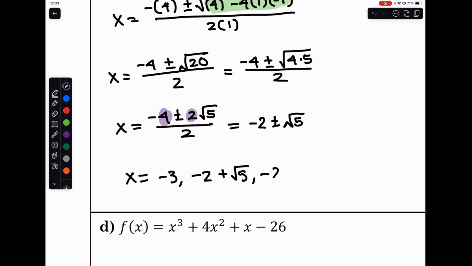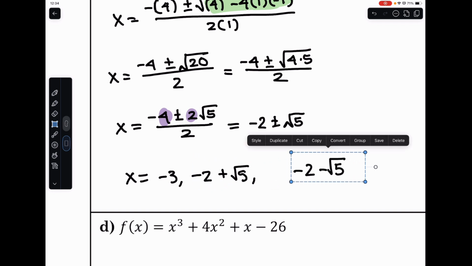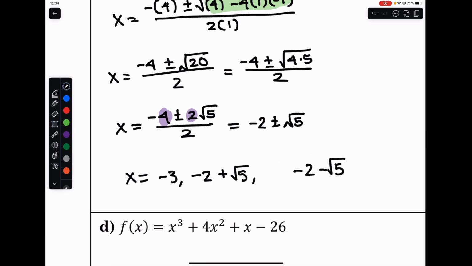And here are the three places that the graph is going to cross the x-axis. Now, since I have a plus and a minus, I could actually combine these. And instead of writing them separately, I can write them as one value right there. And just simply putting a minus sign underneath there, that's both positive and negative, the square root of 5.